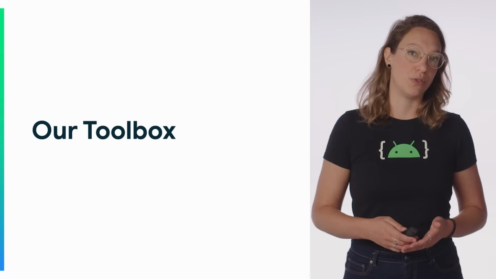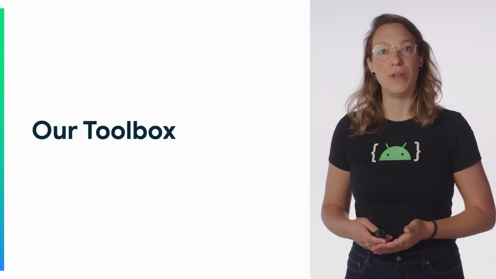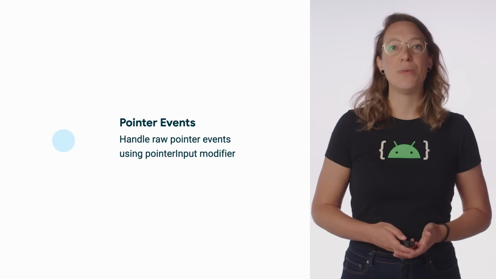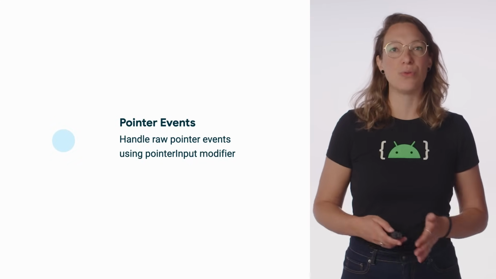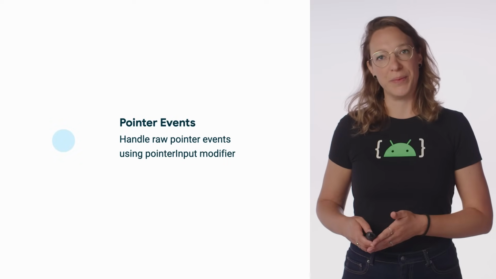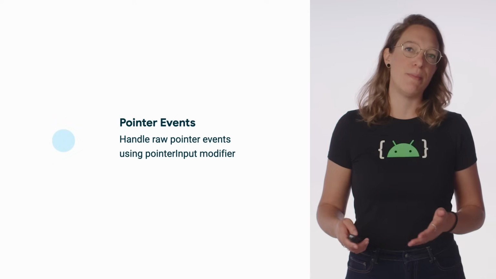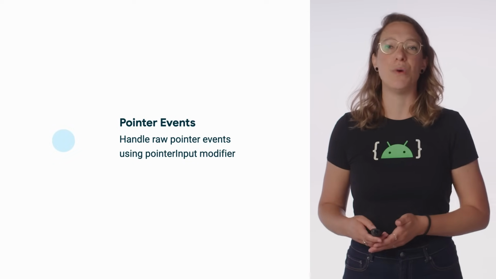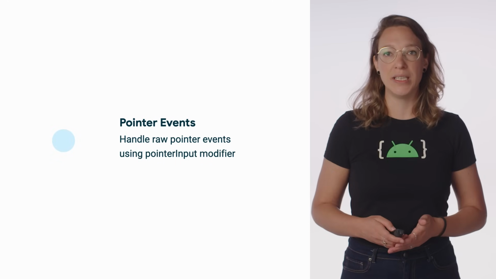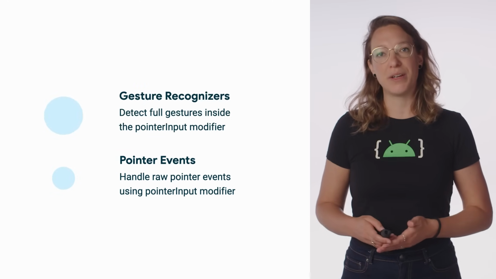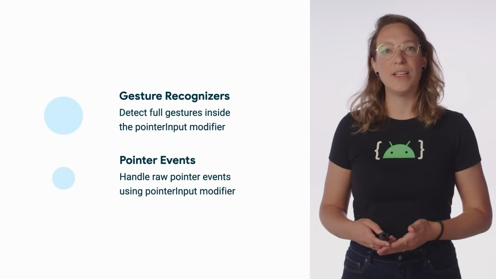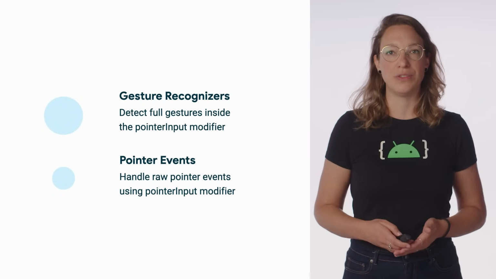And this brings us to our toolbox. What helpers can we use to implement gesture handling in our app? On the lowest level, we can listen for and directly handle raw pointer events. This is done using the pointer input modifier. It gives you the most flexibility to implement exactly the gesture recognizer you want. For some common gestures, such as dragging, tapping, and zooming, the pointer input modifier contains a set of gesture recognizers. These recognizers translate raw pointer events to full gestures.